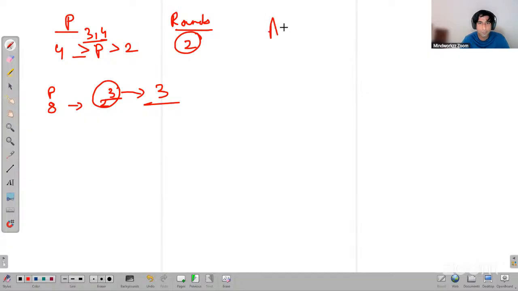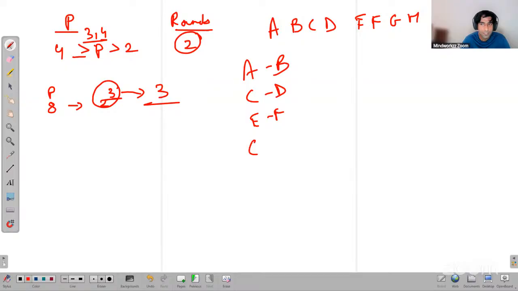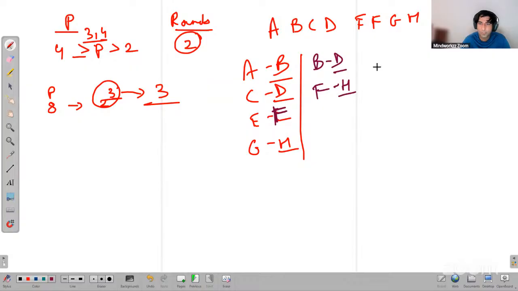With 8 players, you can take an example: A, B, C, D, E, F, G, and H. A plays with B, C plays with D, E plays with F, and G plays with H. Next, let's say all these 4 guys are winning. So B plays with D, sorry, this is F. F plays with H. Let's say D and H win. So then D plays with H. Let's say D wins. So D wins the tournament.